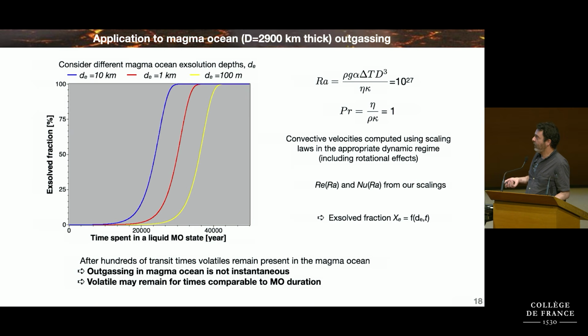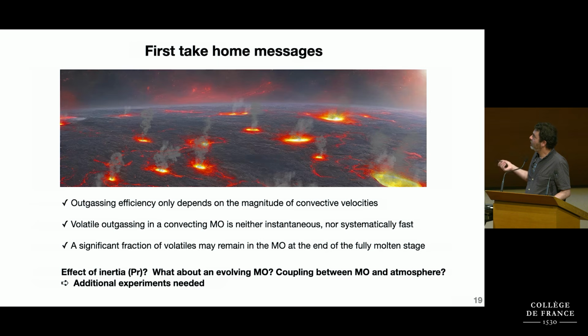Okay, so again, this shows that outgassing in a magma ocean is not instantaneous, and that volatile species may remain in the magma ocean for times that are comparable to the lifetime of the magma ocean in a fully liquid stage. So this brings me to the first take-home message. Again, outgassing efficiency depends on the magnitude of the convective velocities. Volatile outgassing in the convective magma ocean is neither instantaneous nor systematically fast, and again, a significant fraction of volatiles can remain in the magma ocean after the end of the fully molten stage.